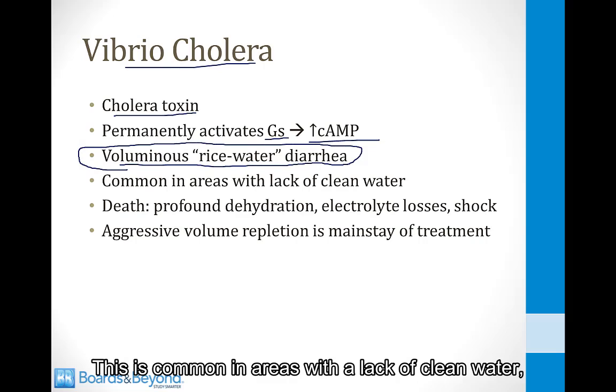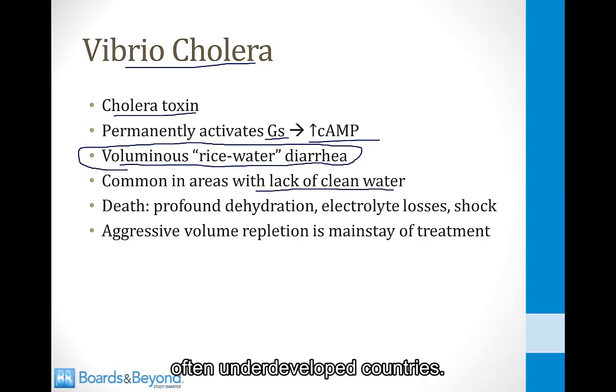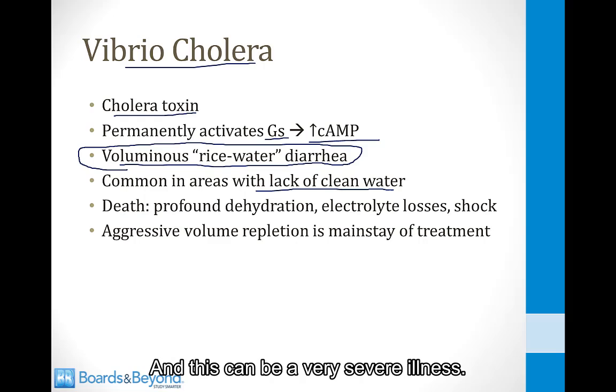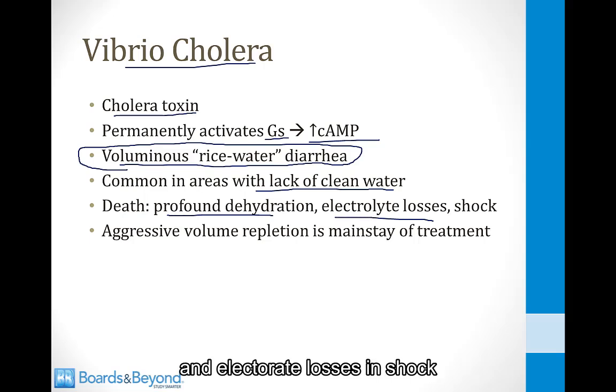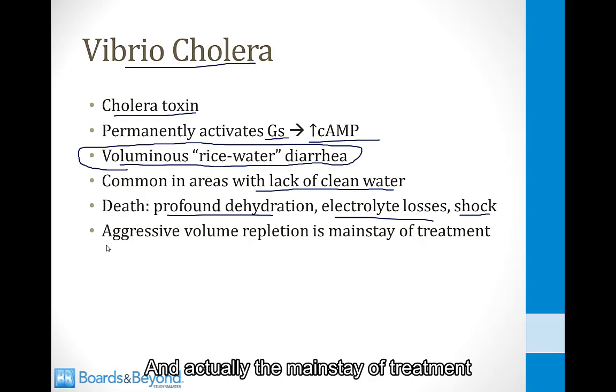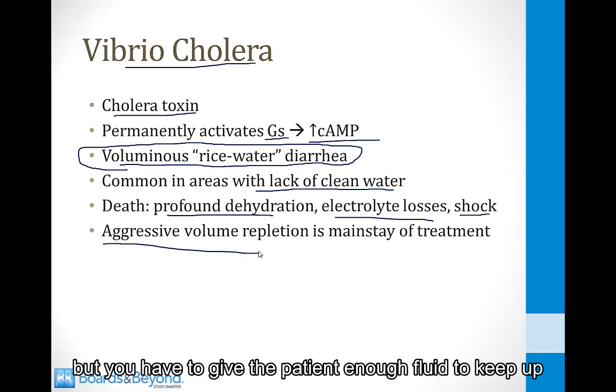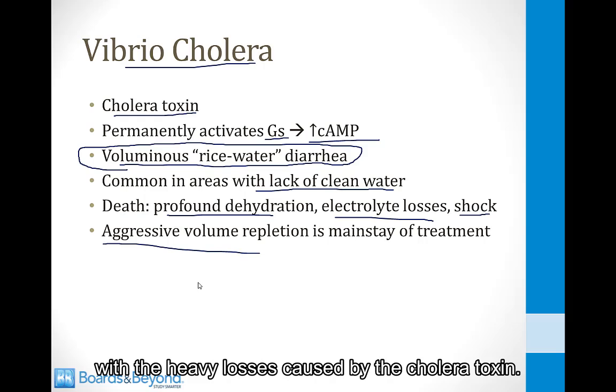This is common in areas with a lack of clean water, often underdeveloped countries, so people ingest contaminated water, and that's how the bacteria gets into the GI tract. And this can be a very severe illness. People can die from profound dehydration and electrolyte losses and shock if it's not treated appropriately. And actually the mainstay of treatment is aggressive volume repletion. The body will clear the infection in time, but you have to give the patient enough fluid to keep up with the heavy losses caused by the cholera toxin.